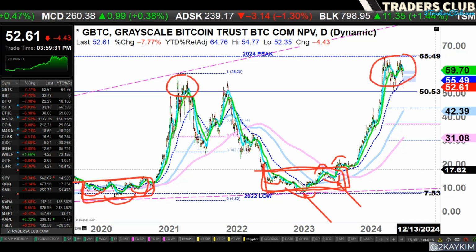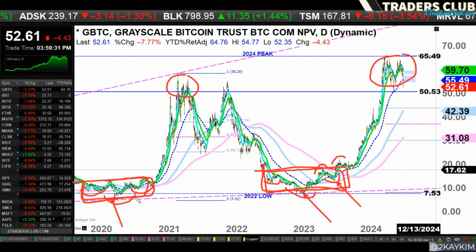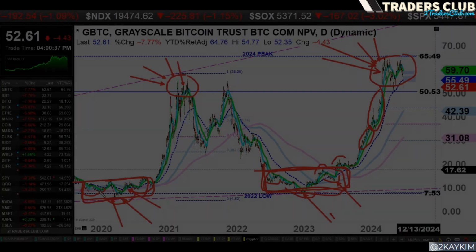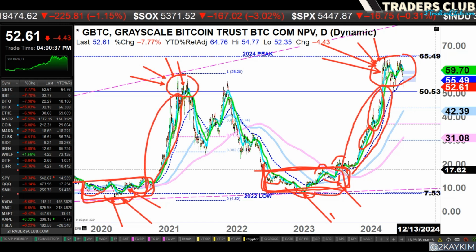You do not have to pick the perfect low. You just need a little bit of patience and to accumulate when everybody has lost interest in the crypto market and in Bitcoin. That's when smart money starts accumulating. This is what we call public participation. Public participation, that's what makes that vertical move.